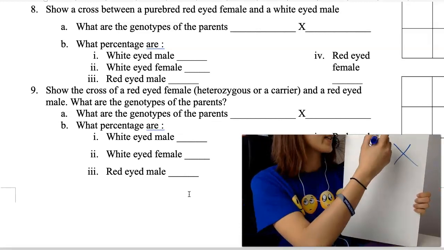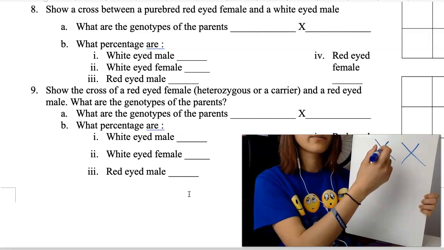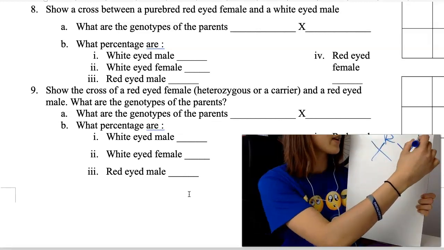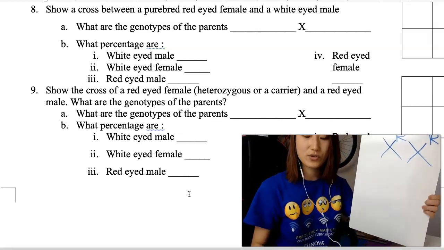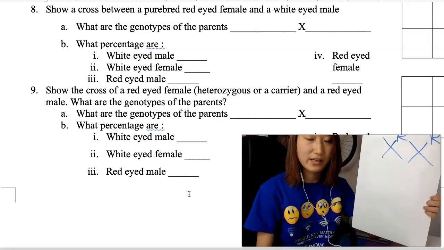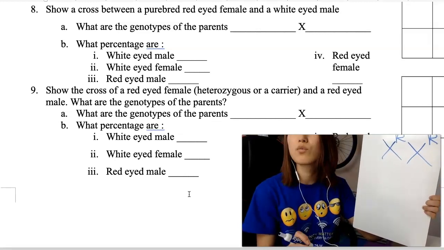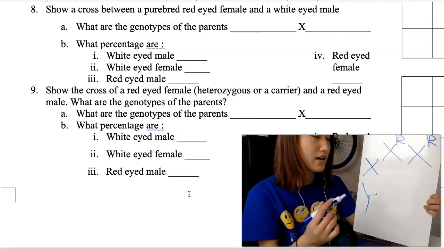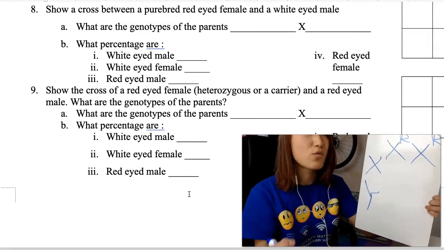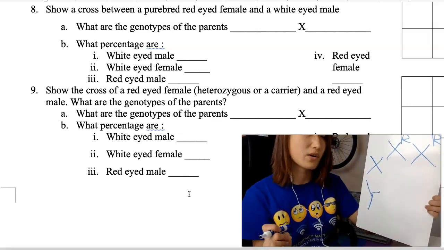So we have XX, and it says purebred red eye, so it has to be X big R. And then we have a white-eyed male, and sometimes students would ask, is a white-eyed male homozygous or heterozygous? Is it dominant or recessive? We already know it's a male, so you first want to write down X and Y. And then it's white eye, so that means it's recessive. It doesn't matter whether it's homozygous or heterozygous.